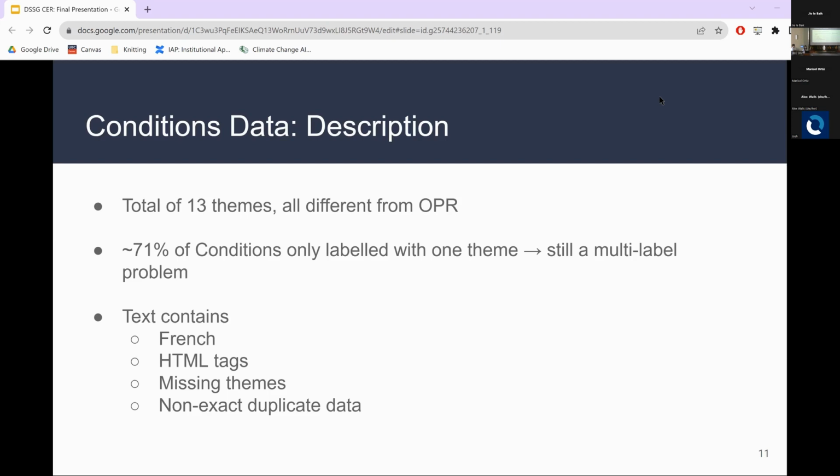And so there was another distinct characteristic of the conditions dataset, and that's that it required a lot more text cleaning since it contained some French entries, some HTML tags, and some of the conditions weren't labeled as well. And there were also some unique issues with non-duplicate data.